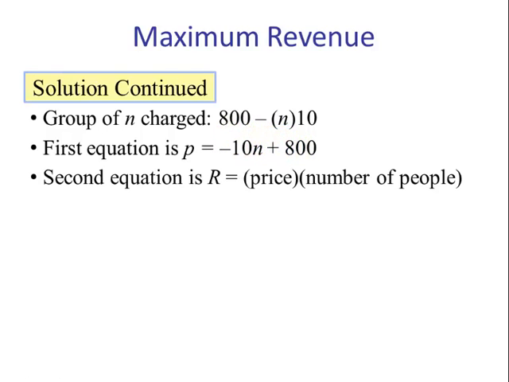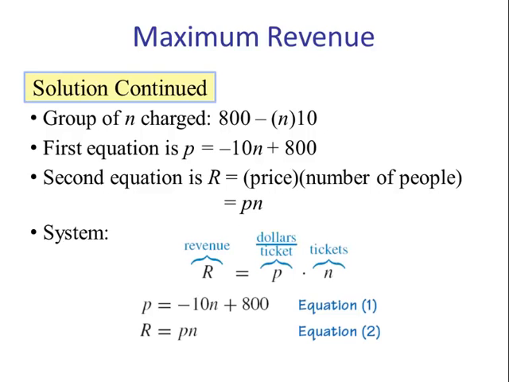The second equation is revenue. Revenue is equal to the price times the number of people, or using variables, we would say P times n. So our system would be revenue equals P times n, and we have our system: our first equation and then our second equation.